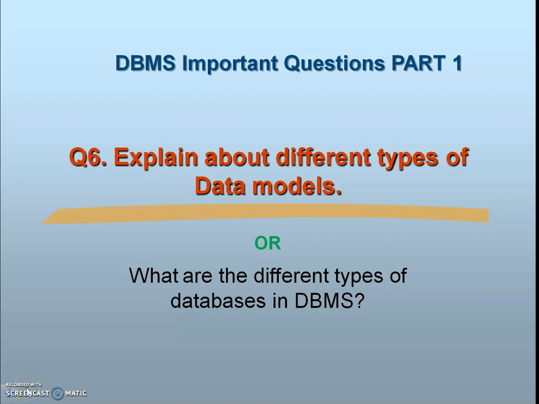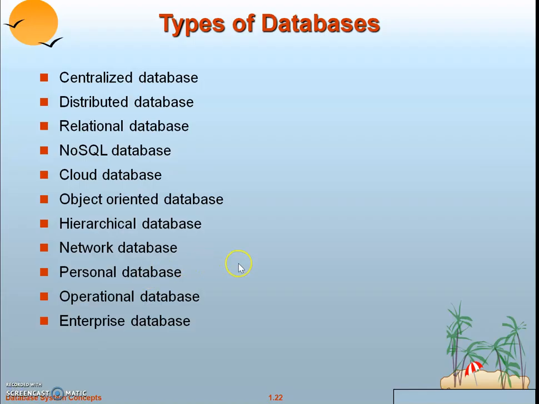Question number 6. Explain about different types of data models. Or the question can be asked like, what are the different types of databases in DBMS? If the question is asked like this, first we need to list out all the different types of databases or data models. The first one is centralized database.